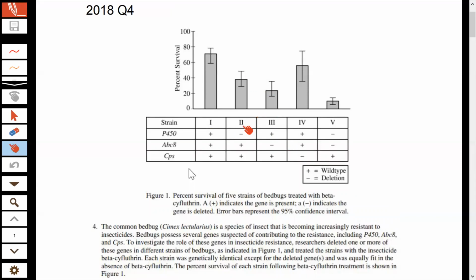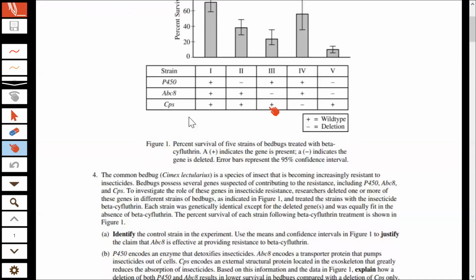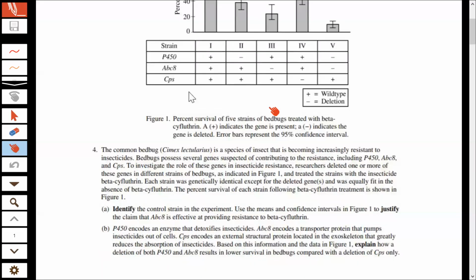So if we look at strains 2 and 3, because the error bars overlap, there's actually no significant statistical difference between this data. They could be the same, right? The means of the data are different, but because of the uncertainty, they really could be the same actual result, right?